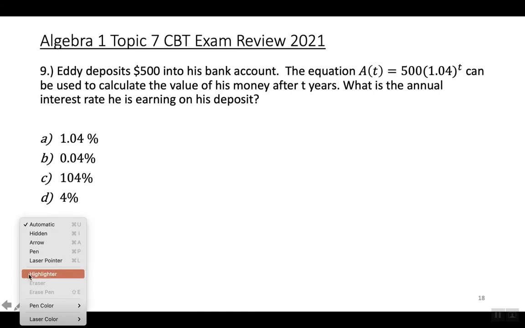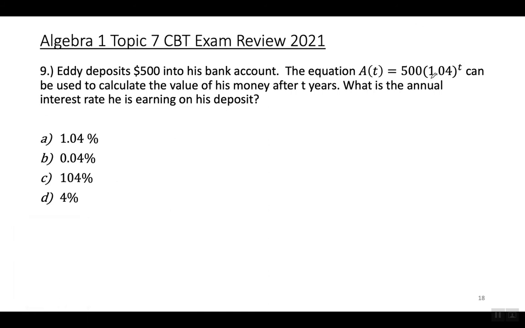So this should be easy. Remember, that is the rate of growth or decay. Whatever number you're adding to 1 would be the rate of growth.